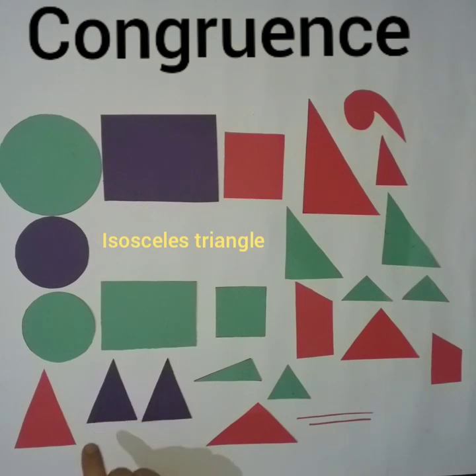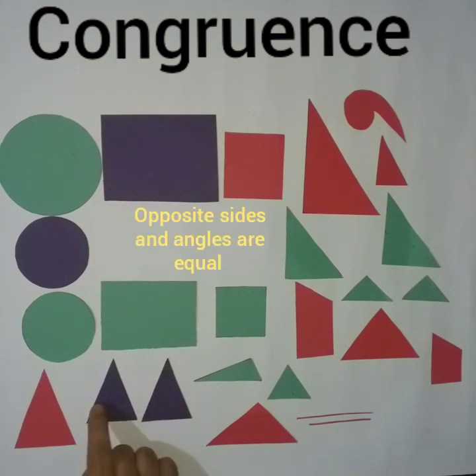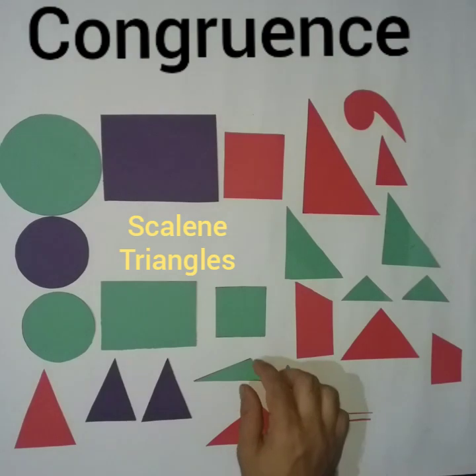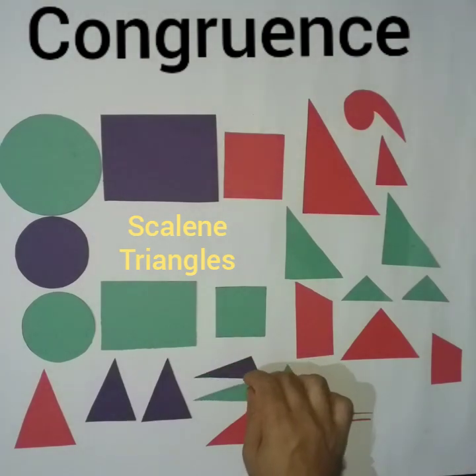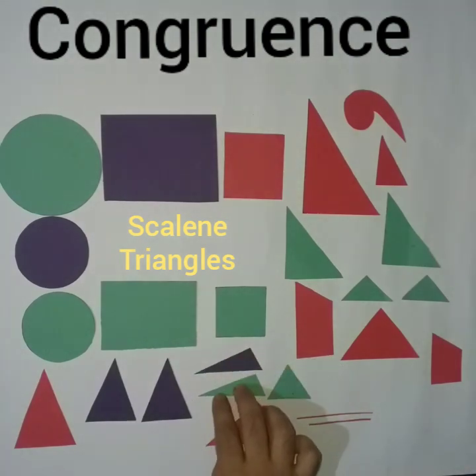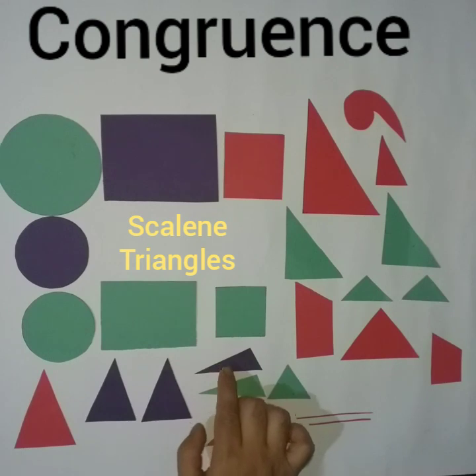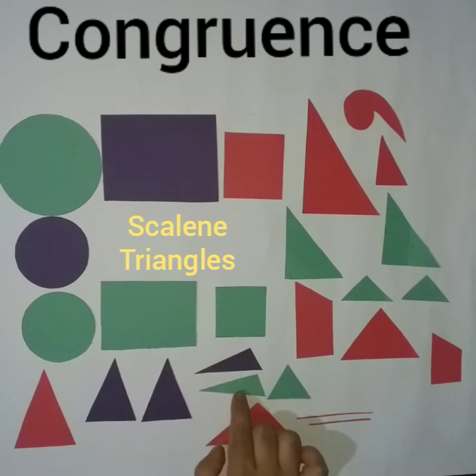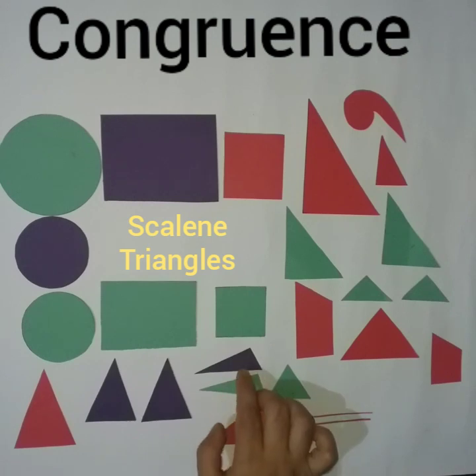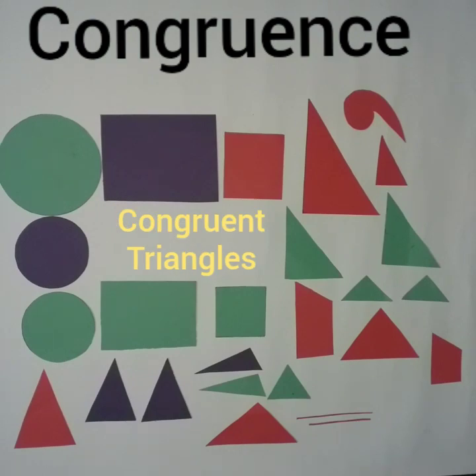Isosceles triangle means what? When two sides, any opposite sides, are equal, then that is an isosceles triangle. And we'll see in scalene triangles how they are compared, or how they are shown to be congruent to each other. We'll see that corresponding sides are equal, this side, this side, this side, and this side, this side, and this side. If they are found equal, then we can call them congruent triangles.